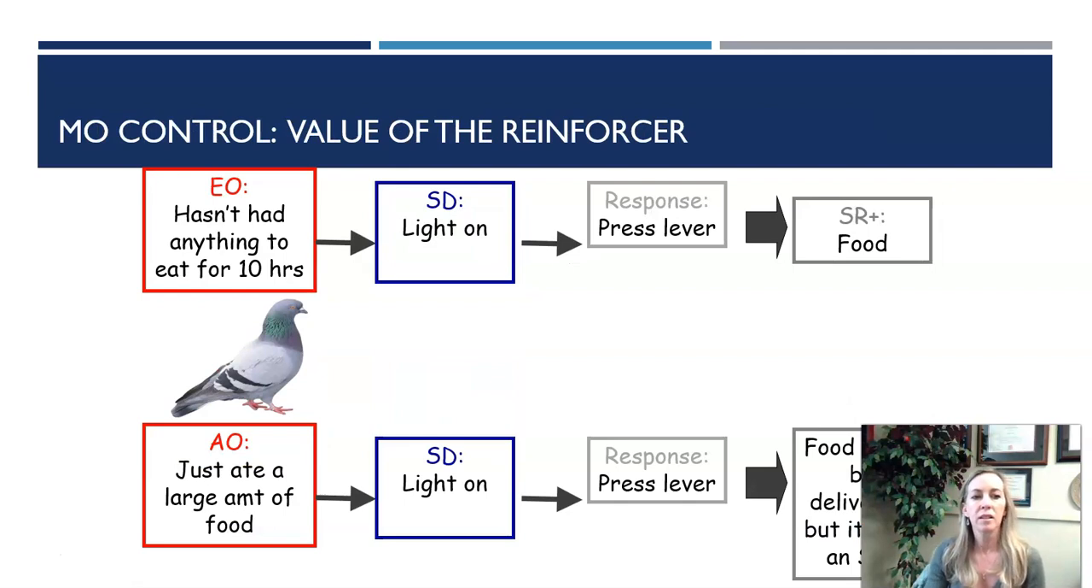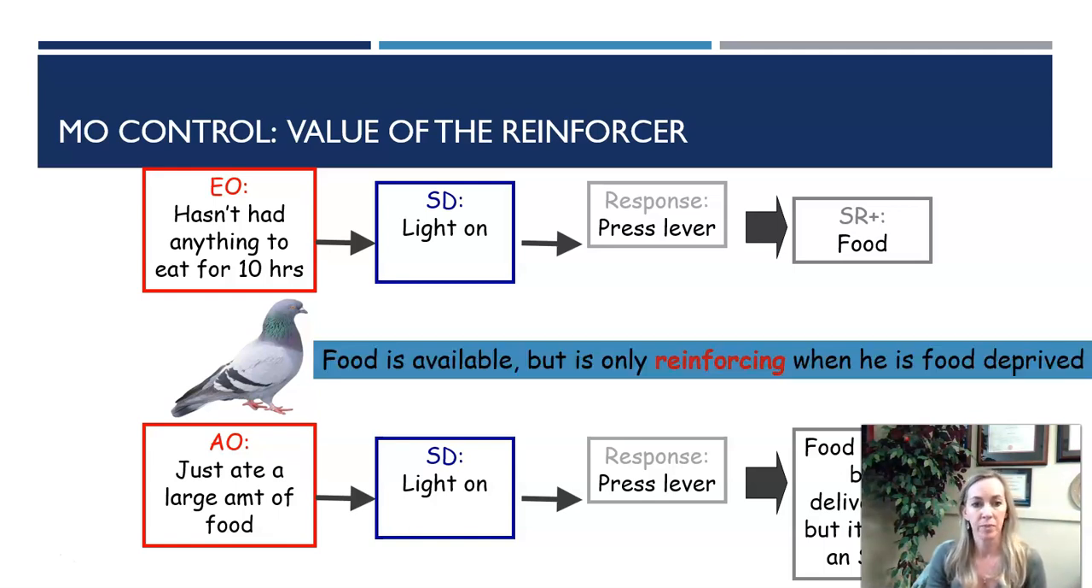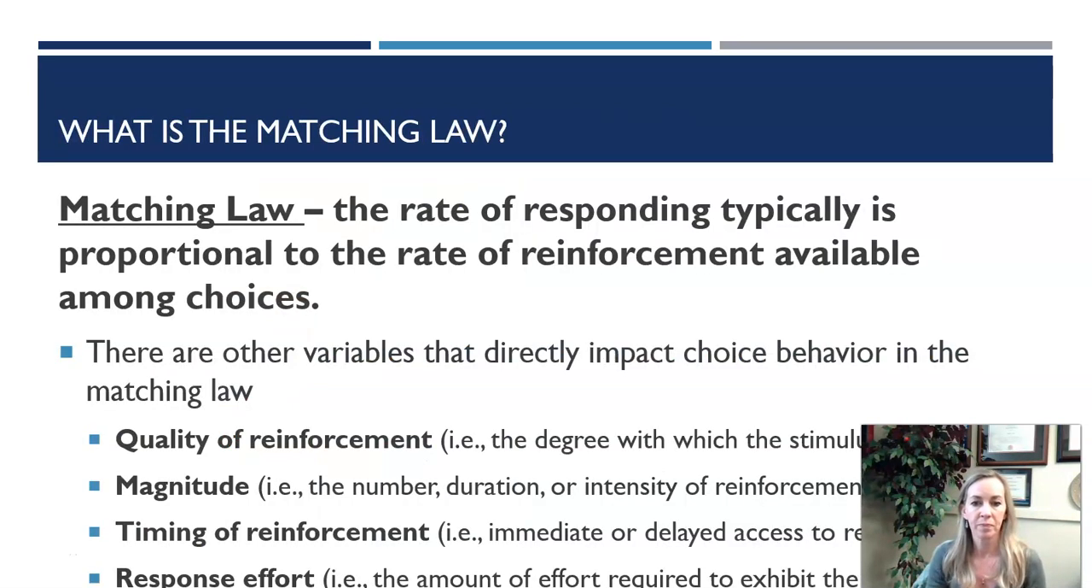If the light's on either way, the pigeon would have to be in a state of deprivation to really be pressing the lever a lot. If he just ate a large amount of food, light's on, that doesn't mean he's going to press the lever, because that reinforcer is not really of any value. Therefore, it's no longer a reinforcer. It's only reinforcing when he's in a state of deprivation.